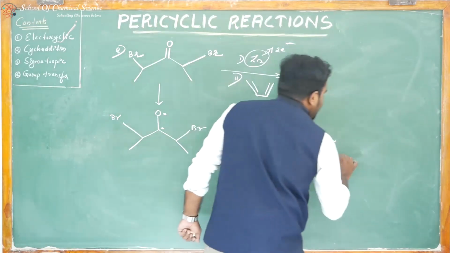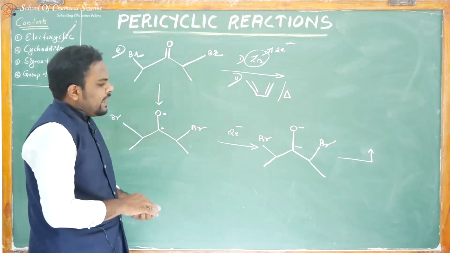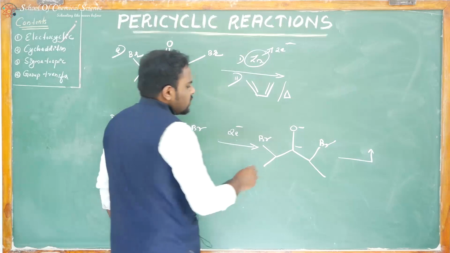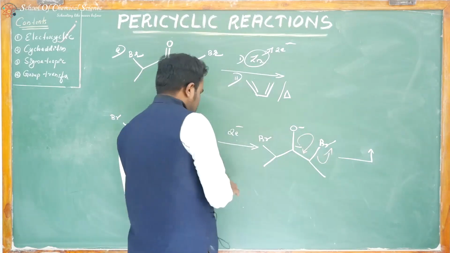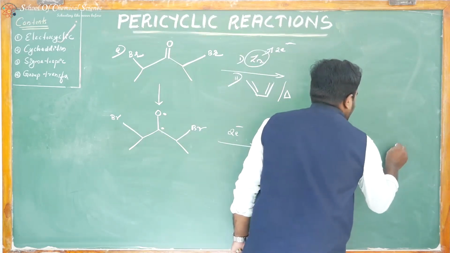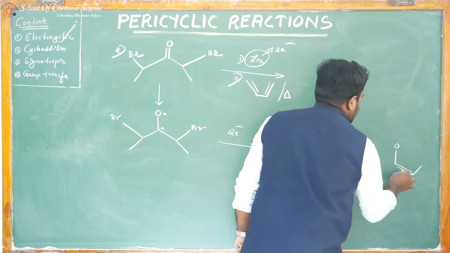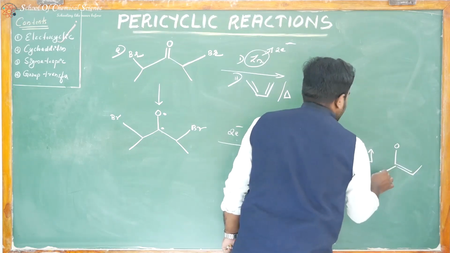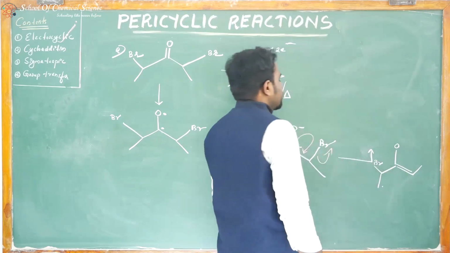Then in the next step, elimination. Since both are bromine, any bromine can be eliminated. So this minus will make a pi bond here. This bromine is eliminated. So your product will be O minus double bond. Here a substituent is there. Here Br.